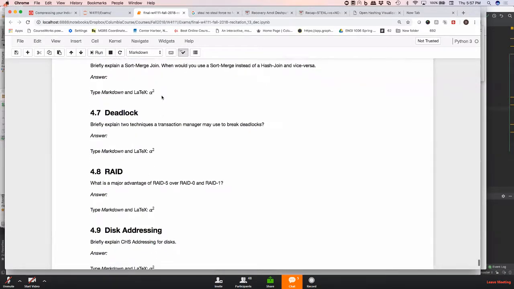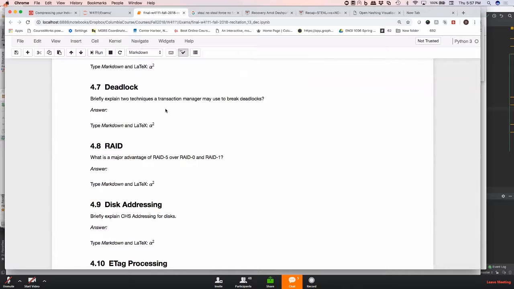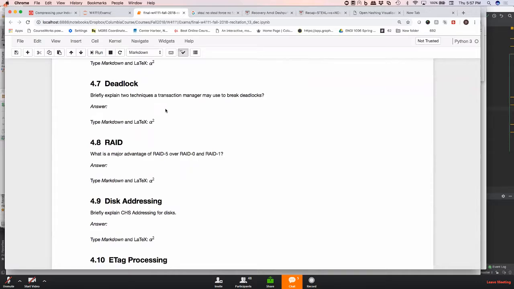Deadlock. Briefly explain 2 techniques a transaction manager may use to break deadlocks. So what are the 2 techniques?